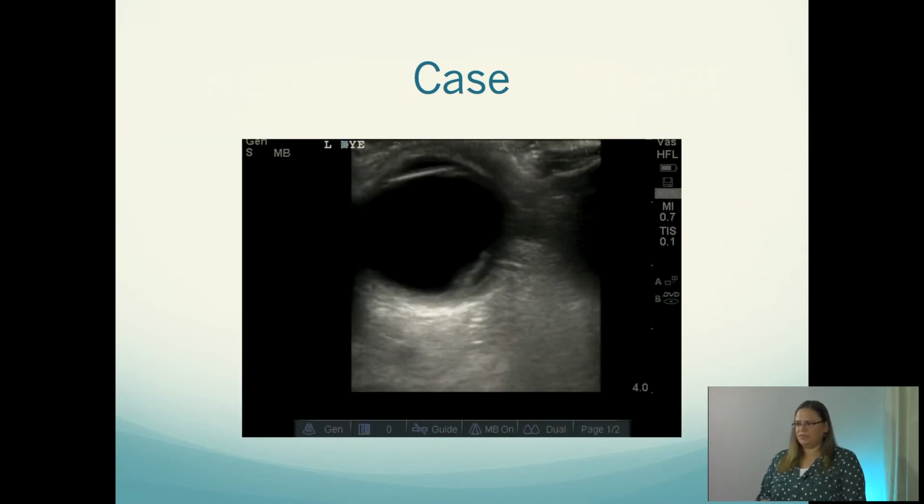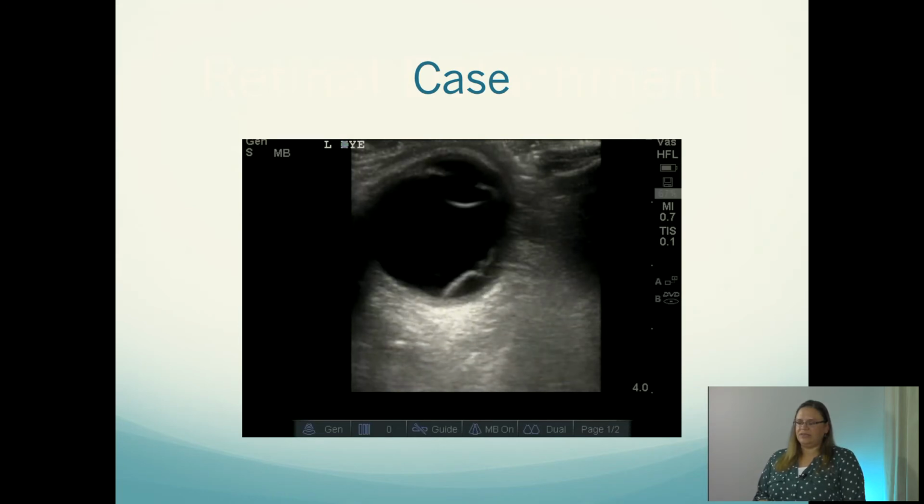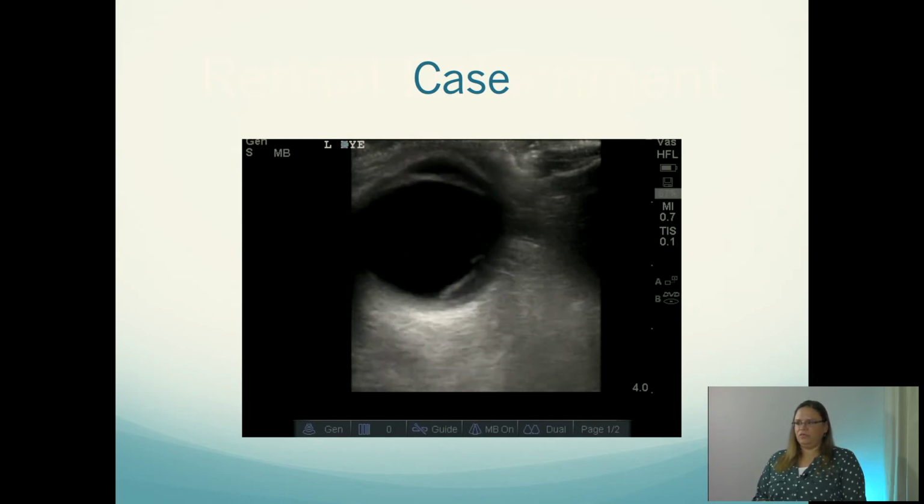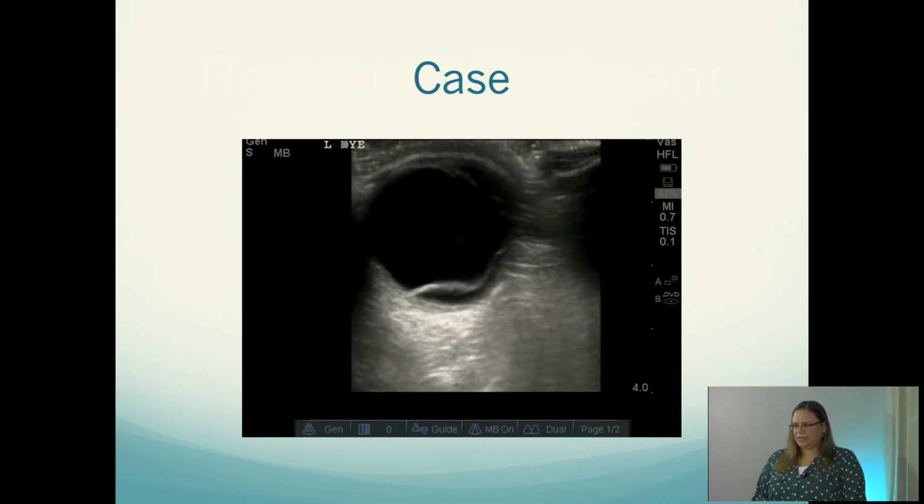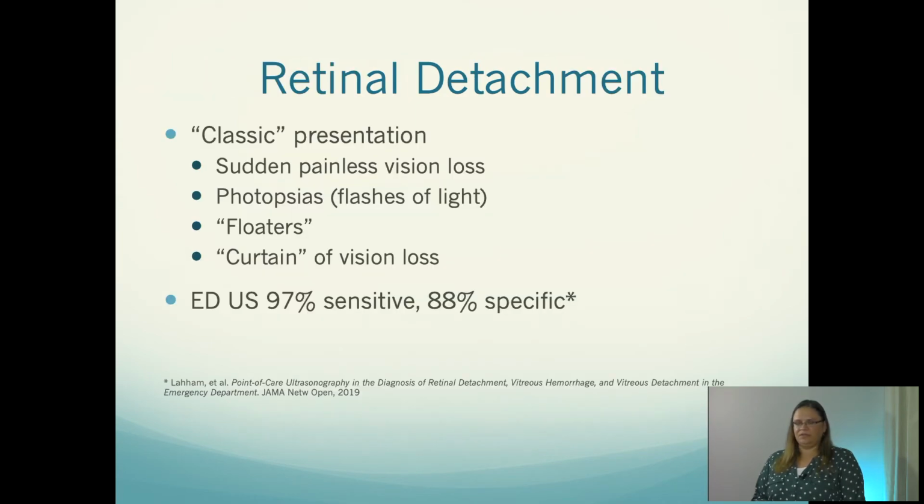And here's our ultrasound. And what you're seeing here is a hyperechoic linear structure that moves with the orbit. And this is a classic representation of retinal detachment. Again, your textbook presentation is sudden painless vision loss with photopsia or flashes of light, floaters, and then a curtain of vision loss that descends over the visual field. ED ultrasound has a fantastic sensitivity, 97%, 88% specific, and this is largely due to confounding vitreous detachment with retinal detachment. We'll go over that a little bit later. But the sensitivity is excellent.